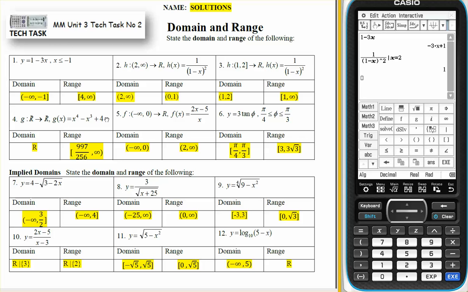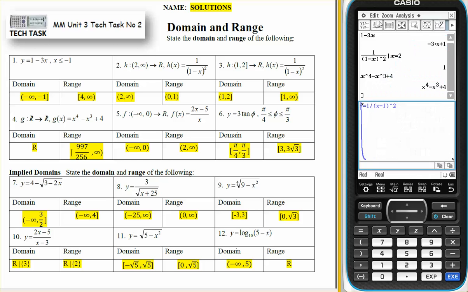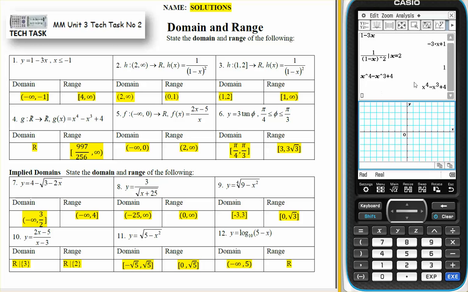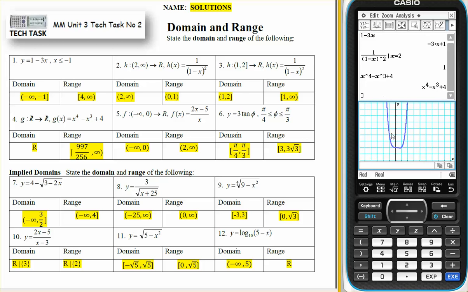Question number 4, I have this quartic that has no restrictions, so the domain is real numbers. So let's type that quartic in, x to the power of 4 minus x to the power of 3 plus 4. Press X here, make sure it looks exactly the way you want it to. Open up a window, zoom auto, clear all. Take this, drag and drop. Oh, I can see that there is my graph.